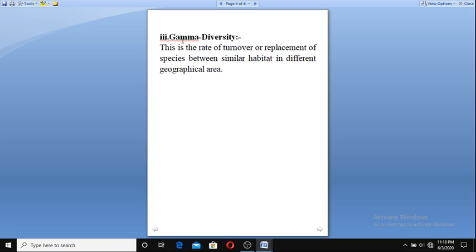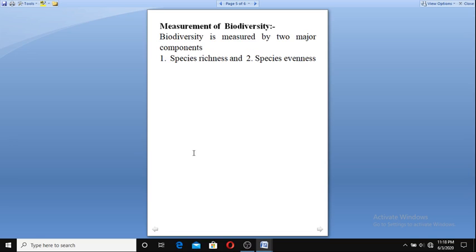And gamma diversity means the incoming and outgoing of movement within the similar habitat but in a different geographical area. So these are the three types of ecosystem diversity.